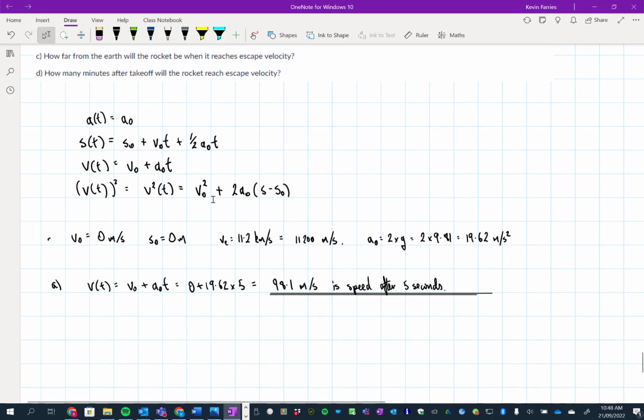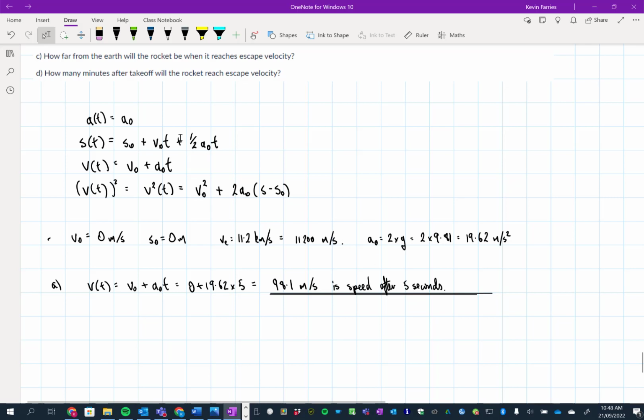Now, there are a couple of ways we could do this. We now know the speed at 5 seconds. We know the initial speed, we know the acceleration, and we could use this equation here to figure out the distance, because we know S0 equals 0. We'd have to rearrange things and figure it out. So we could use that equation, but it's going to be easier just to use this one.